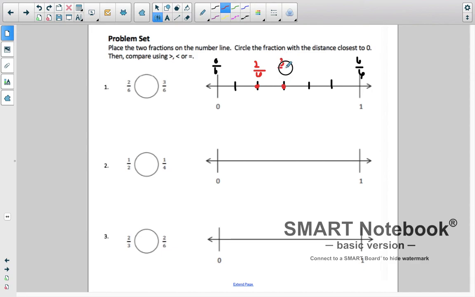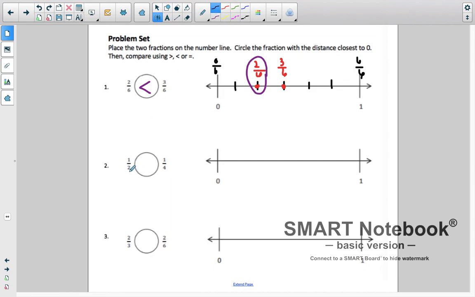Now it says circle the fraction that's closest to 0. So if I look here at 2/6 and 3/6, I see that 2/6 is closest to 0. So I know that this fraction, 2/6, is going to be smaller than 3/6. So 2/6 is less than 3/6 because 2/6 is closest to 0. 3/6 is closer to 1. 0 is less than 1, so 2/6 is going to be smaller. All right, let's look at number 2.